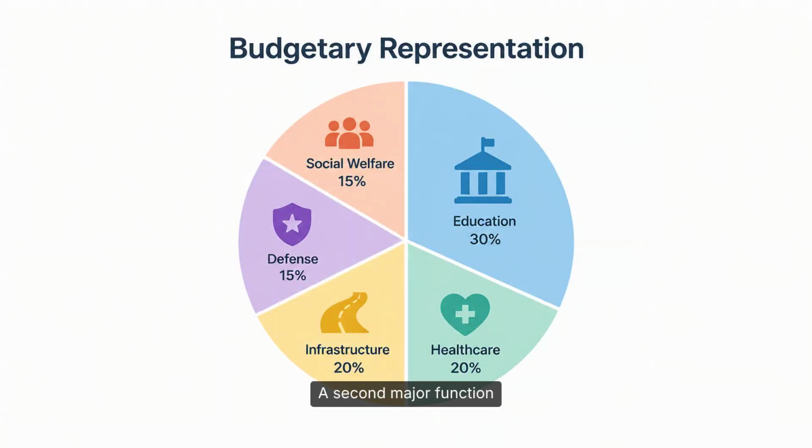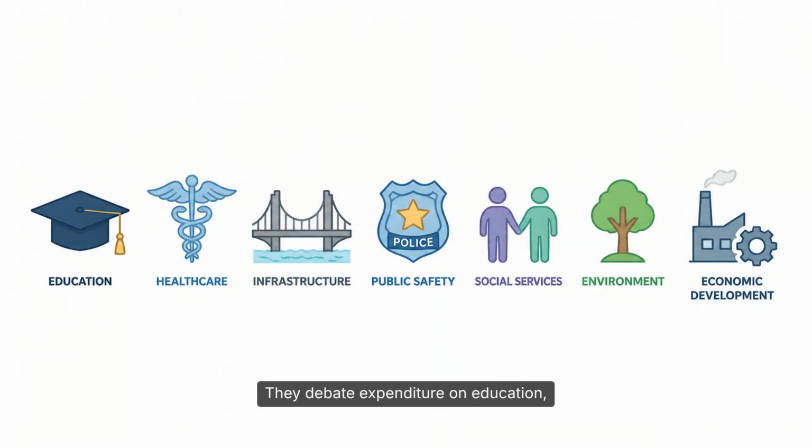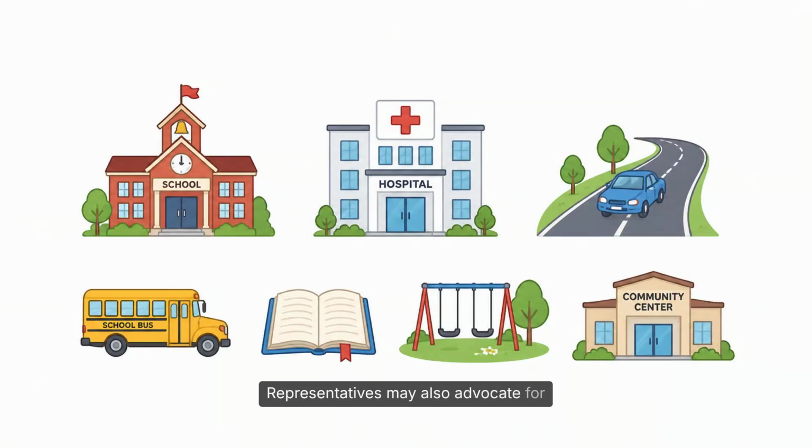A second major function is budgetary representation. State legislators determine how public funds should be collected and allocated. They debate expenditure on education, healthcare, infrastructure, public safety, social services, environmental programs, and economic development. Representatives may also advocate for funding directed toward specific projects within their districts, such as schools, hospitals, roads, public transportation, libraries, parks, and community facilities.